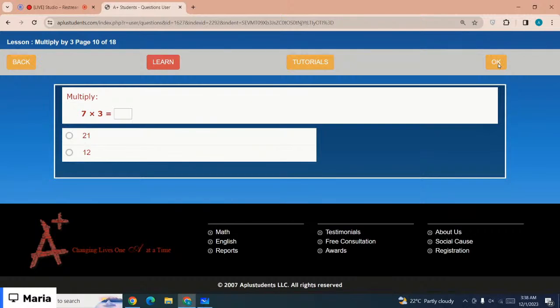7 times 3 equal. Three times 7 equal. Yes, the correct option is 21.